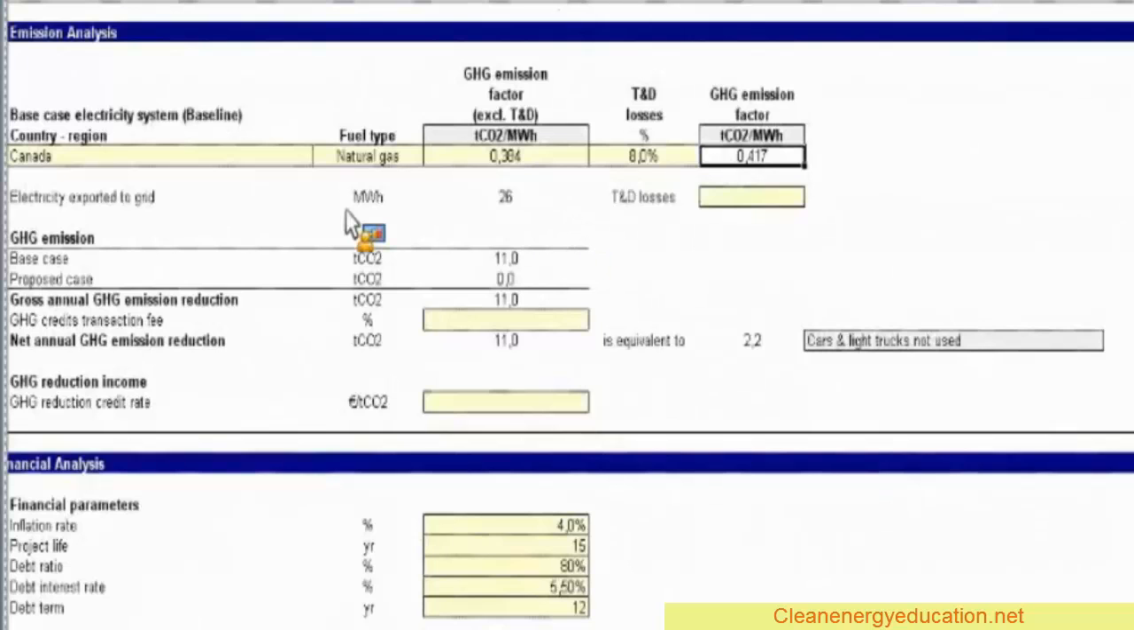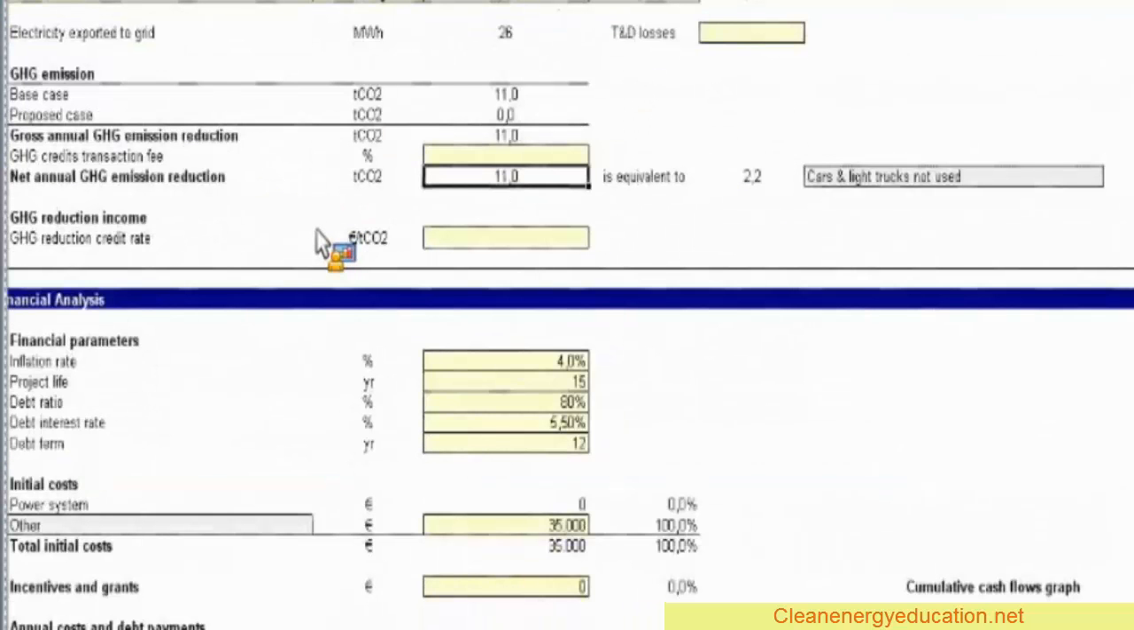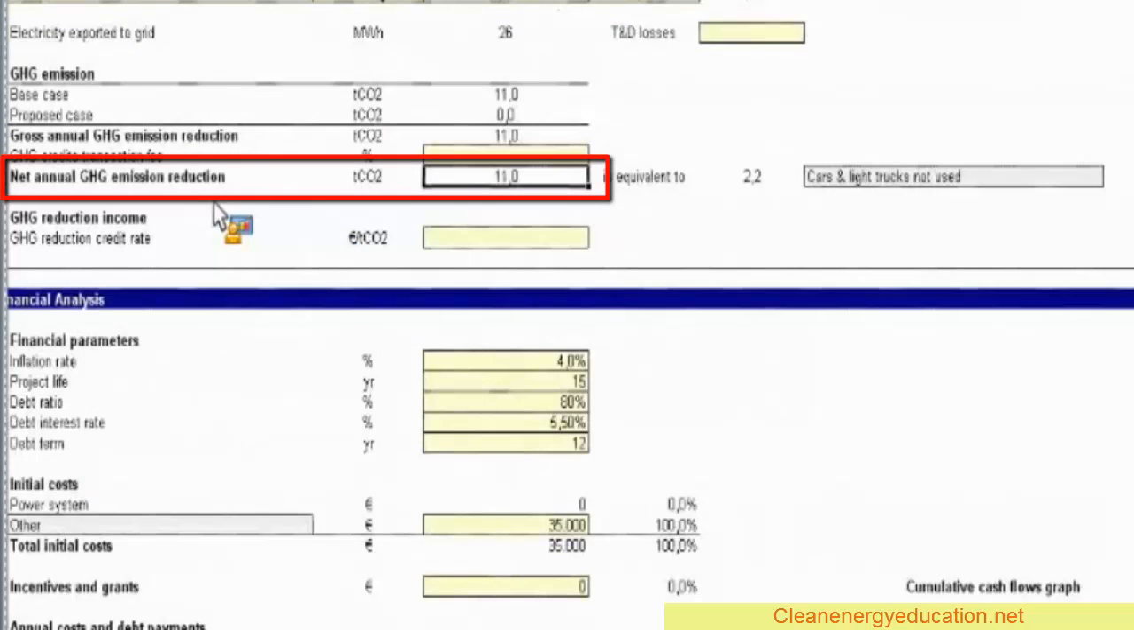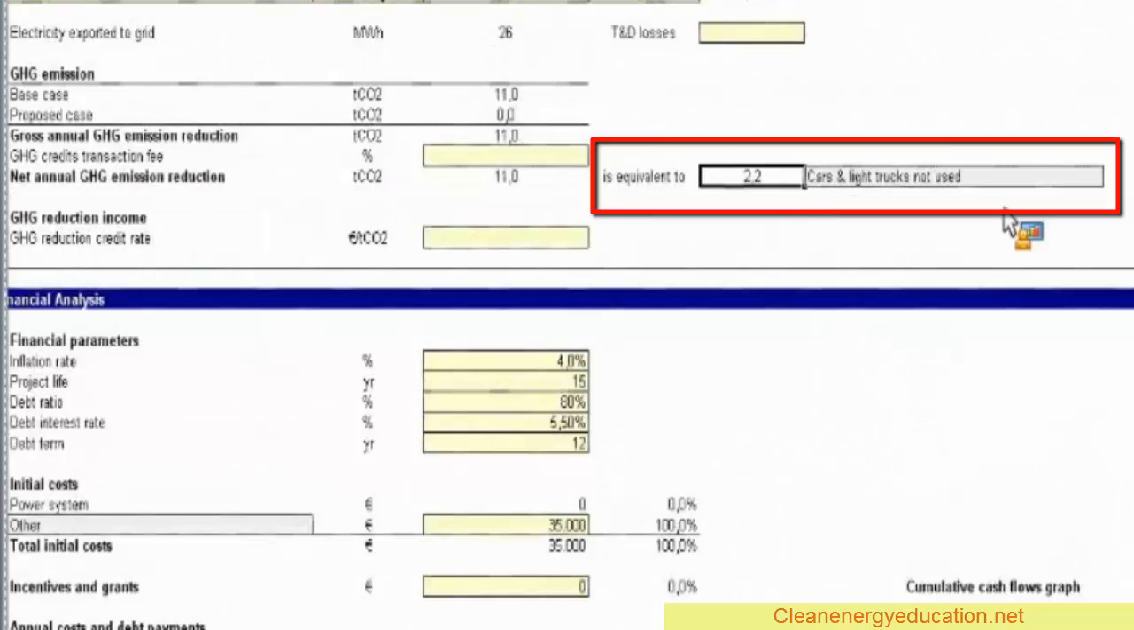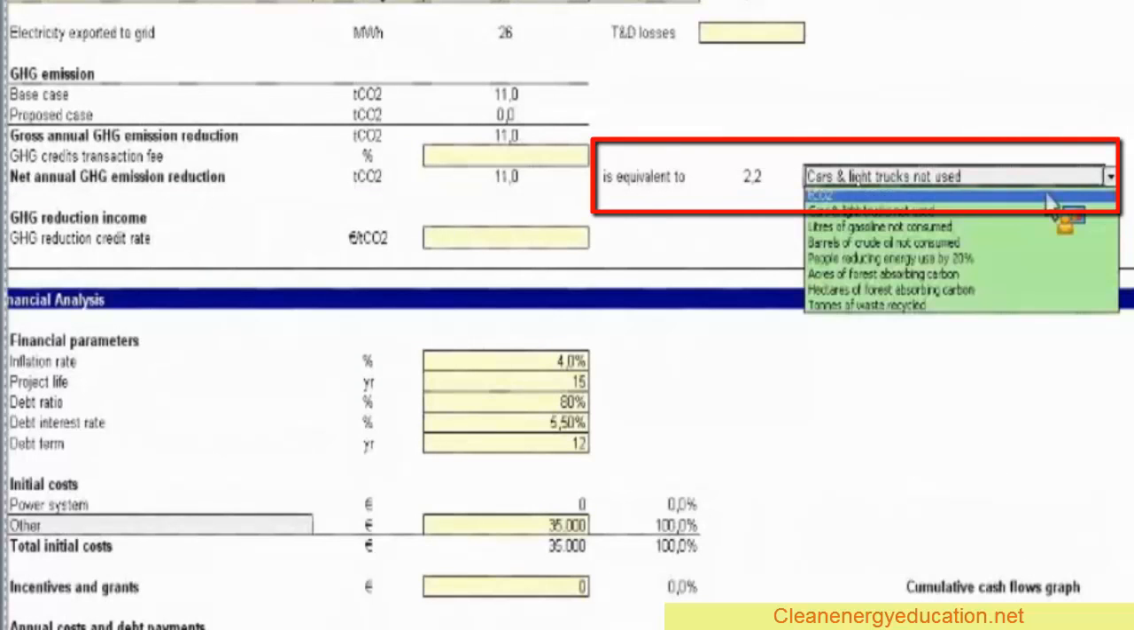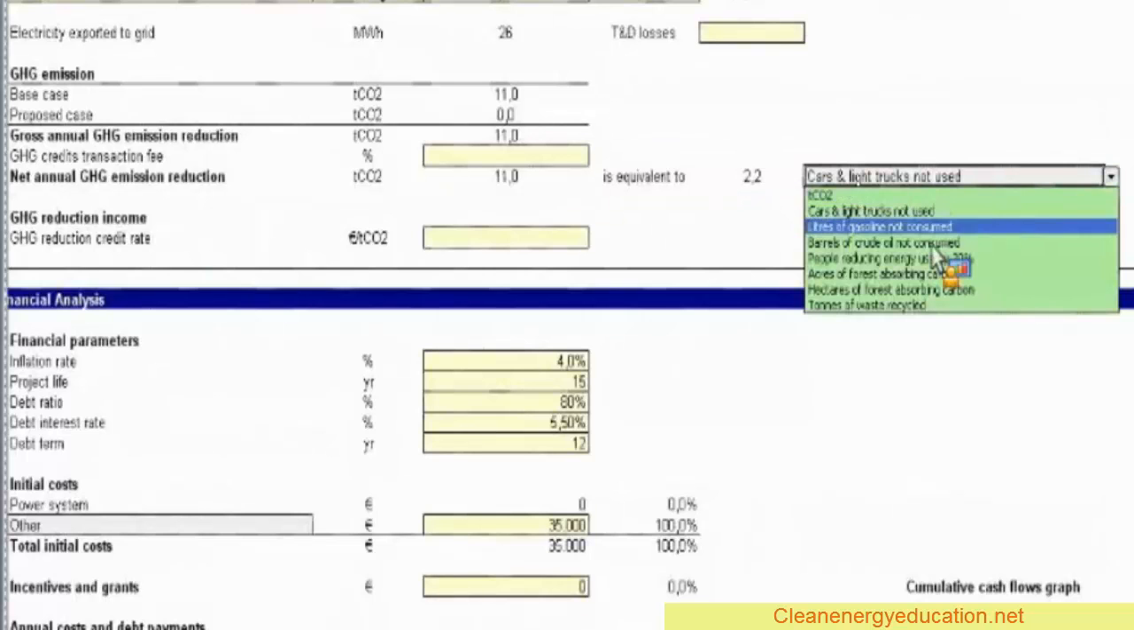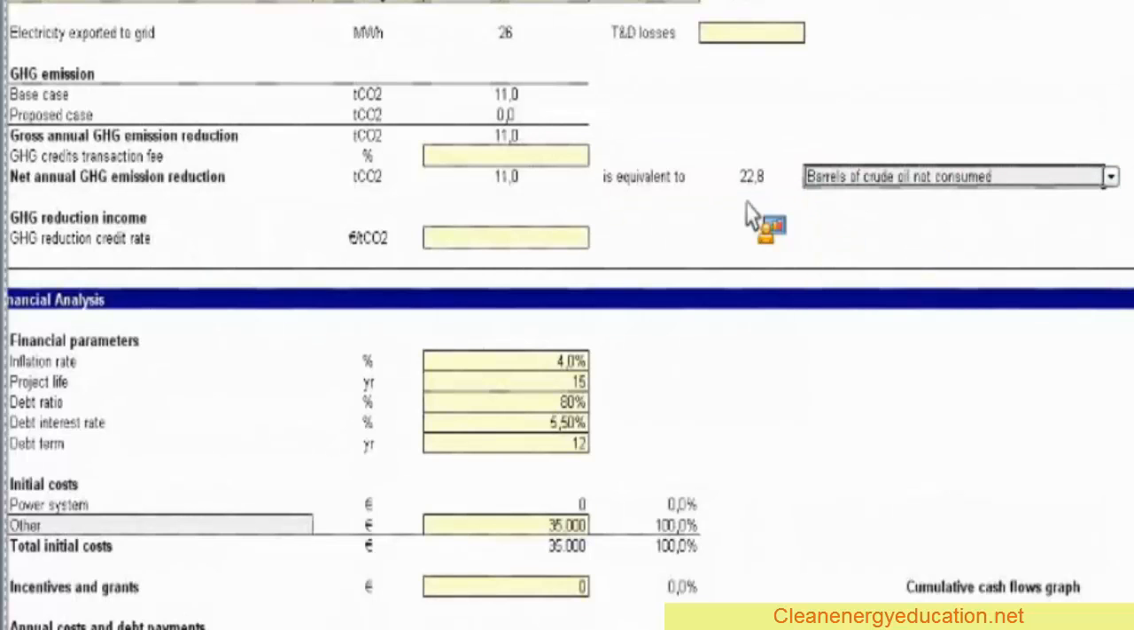So based on that assumption, we find 11 tons of CO2 as avoided greenhouse gas emission. It's equivalent to 2.2 cars and light trucks, but we can also choose other ratios like barrels of crude, which is 22, or hectares of forest absorbing carbon, 3.8.